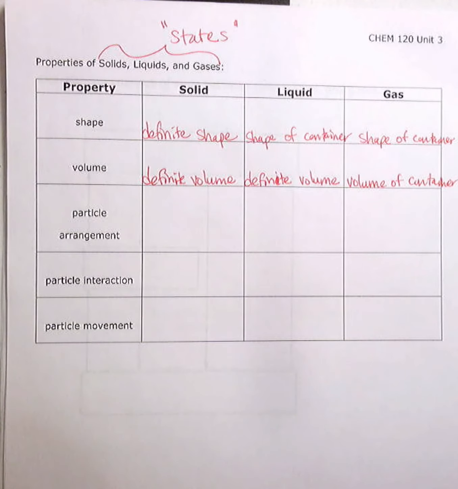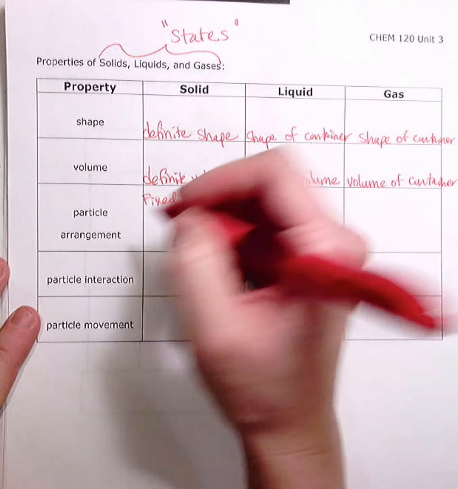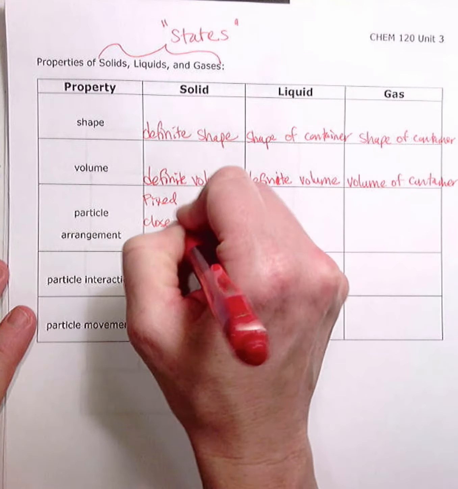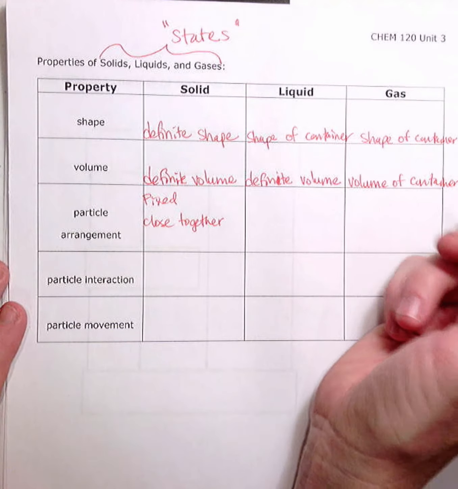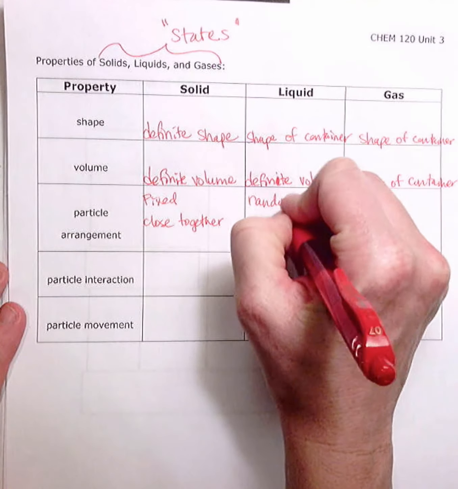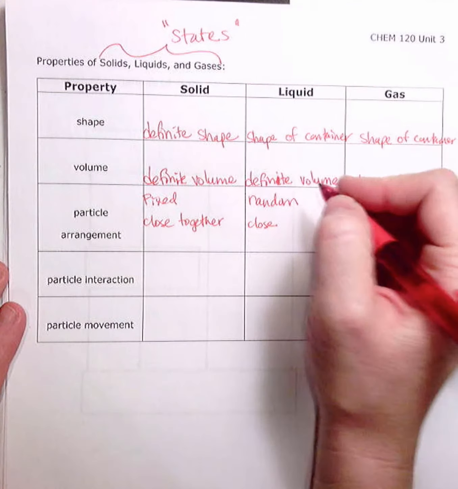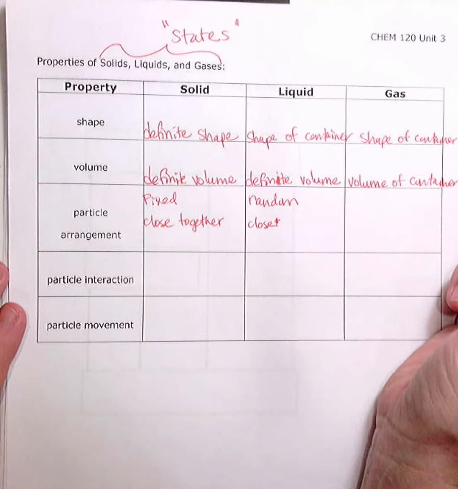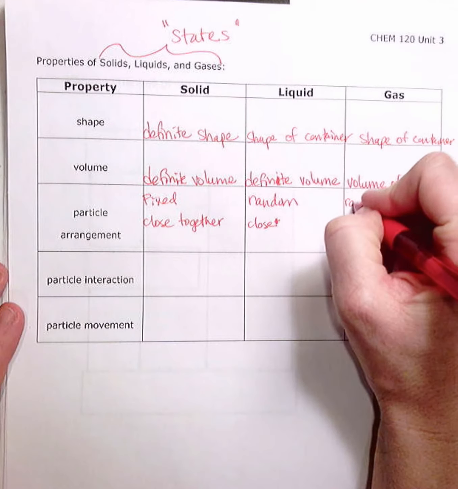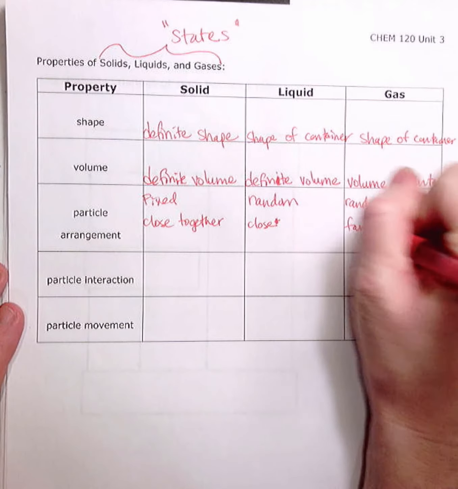So the arrangement of particles. Solids have a fixed particle arrangement, and they are close together. A liquid has a random arrangement, and the particles are close, but not as close as a solid. I'll put a little star by that. And then a gas has, again, a random arrangement, just like a liquid. The particles are far apart.